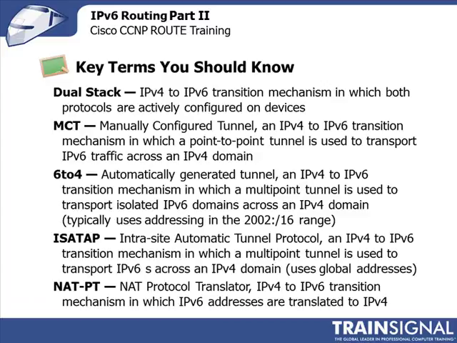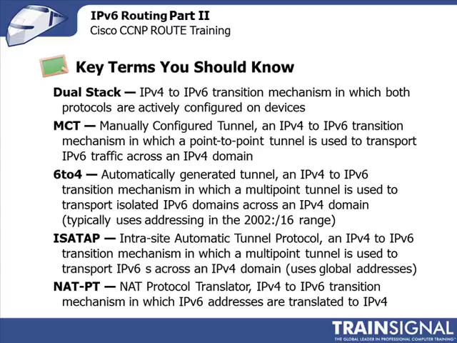So just in key terms, we want to review dual stack. If you recall, this is one IPv4 to IPv6 transition mechanism where you configure both protocols actively on all devices and all interfaces on those devices. MCT is the manually configured tunnel. This is one of the transition mechanisms where you create a point-to-point tunnel to bring IPv6 traffic across an IPv4 domain. We did this between router 6 and router 7.